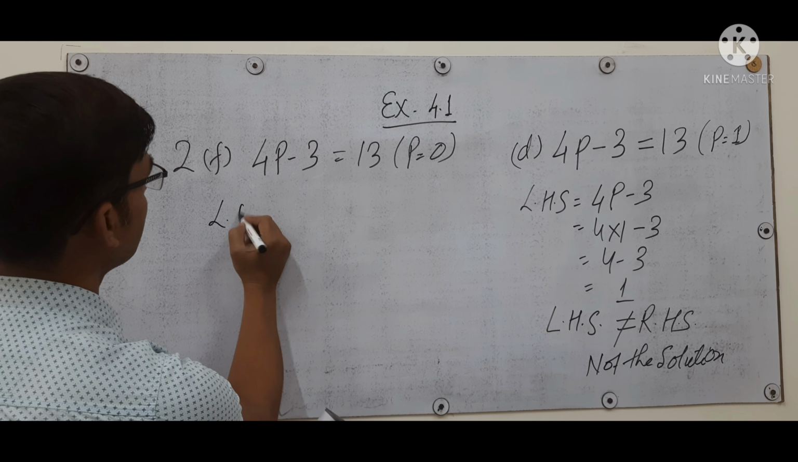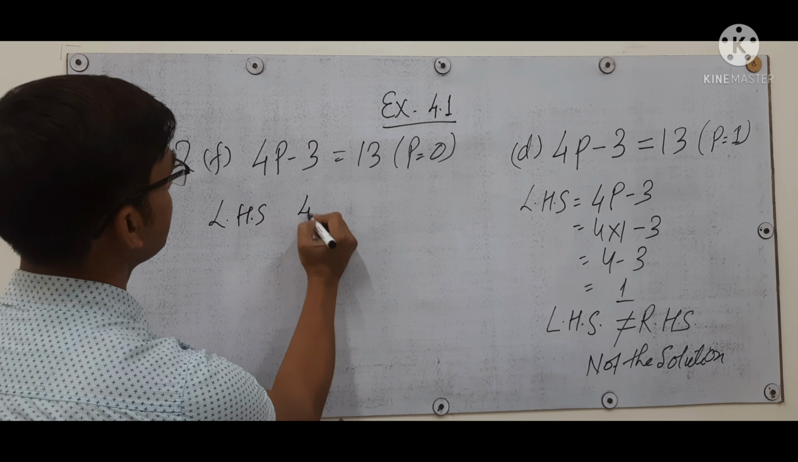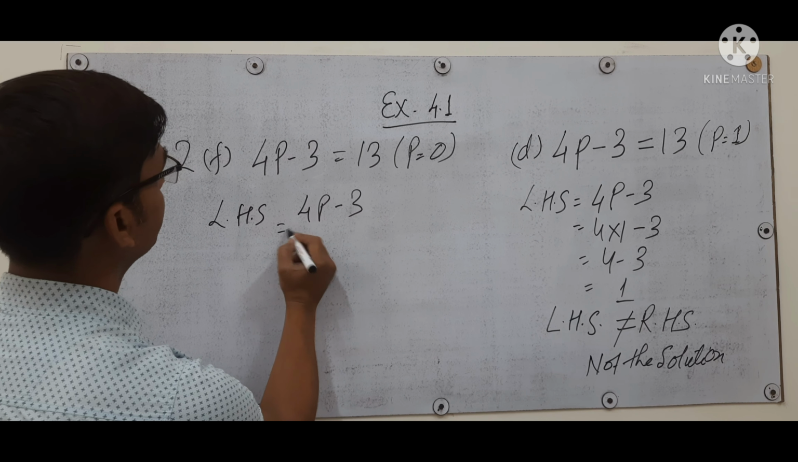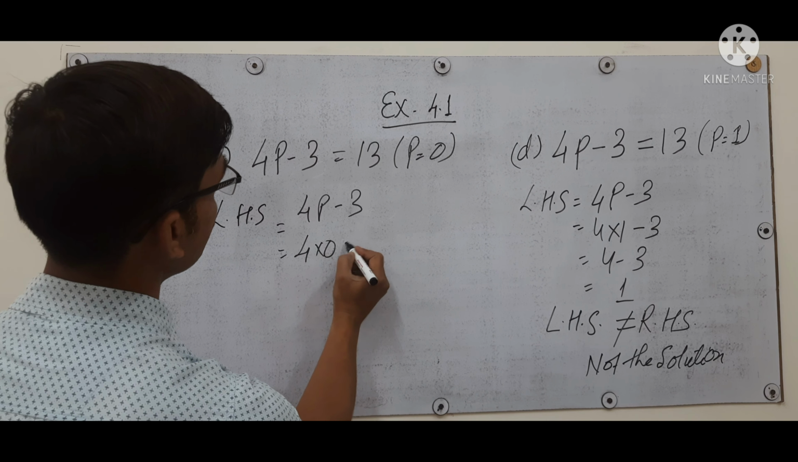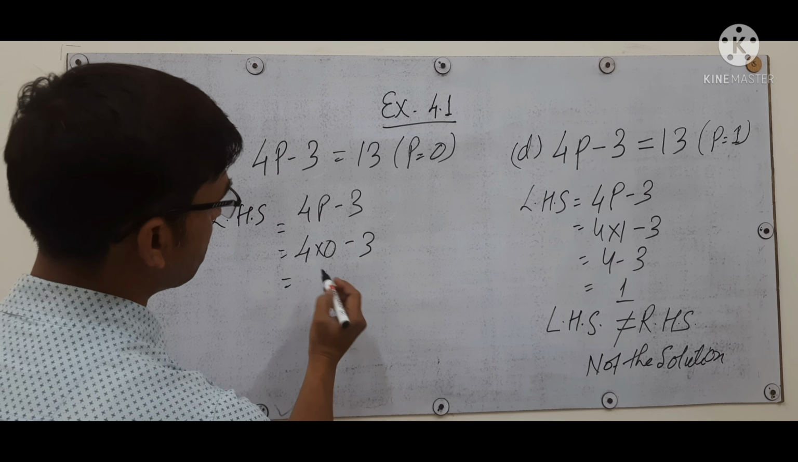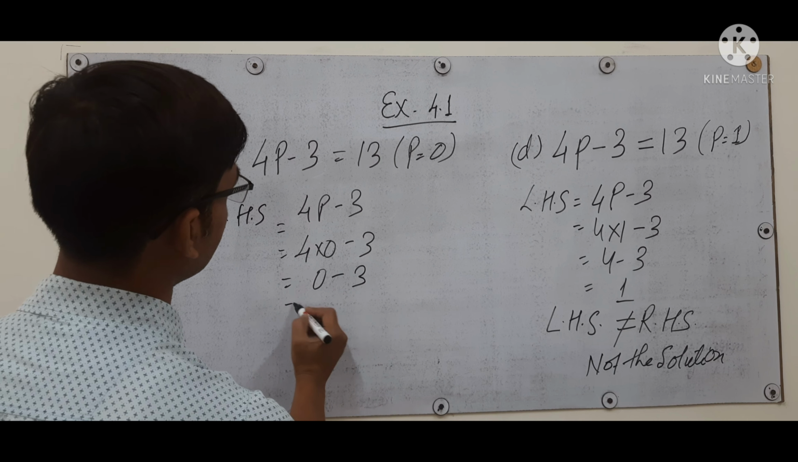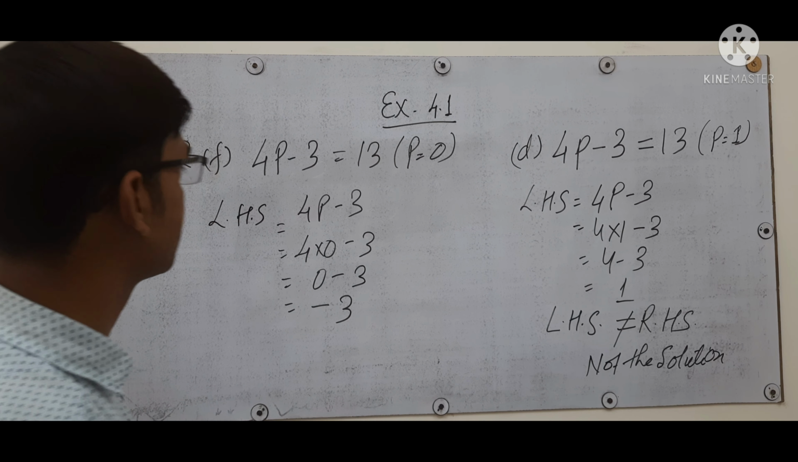So first of all we will take the left hand side, and the left hand side is 4p minus 3. So we will put the value of p, here it will be 4 times 0 minus 3, and when 4 is multiplied by 0 it will be 0 minus 3, or simply it will be minus 3.